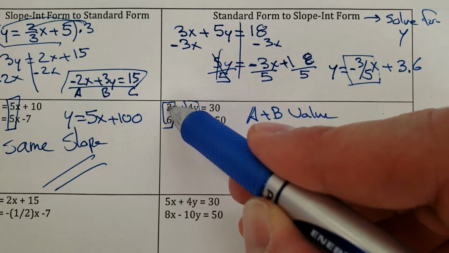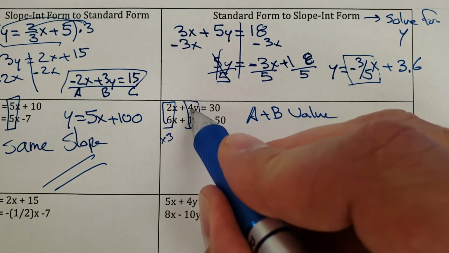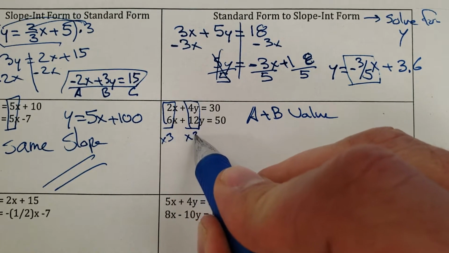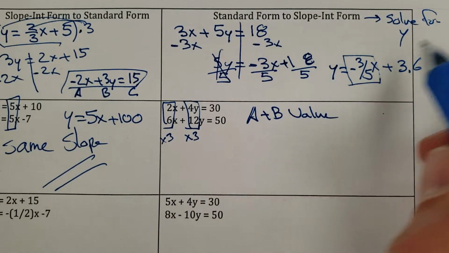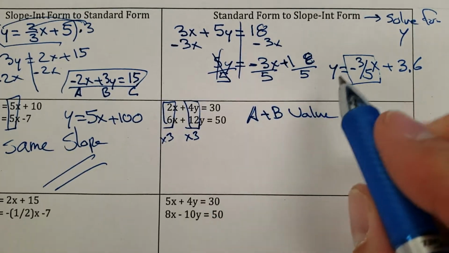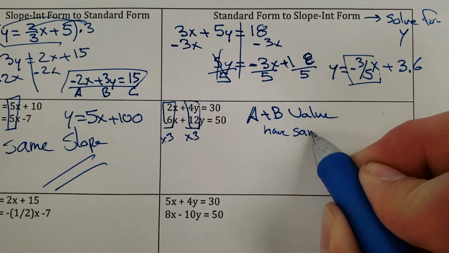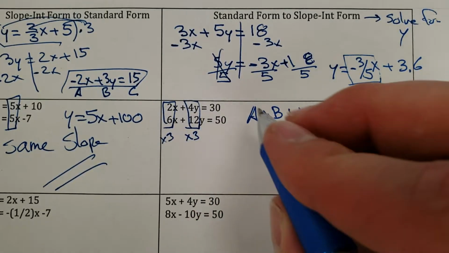Looks like going from 2 to 6, you tripled it. Going from 4 to 12, you tripled it. Okay, now I wonder if that's just a coincidence. It's not. When the a values and the b values have the same scale, they're going to be parallel. I don't expect you to memorize that. I'm just showing you that's something to look for.